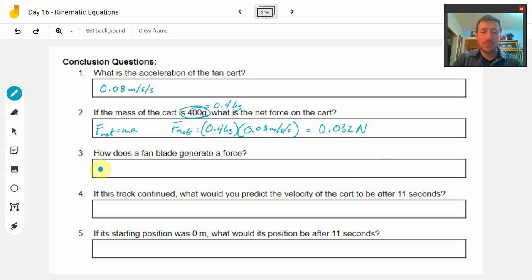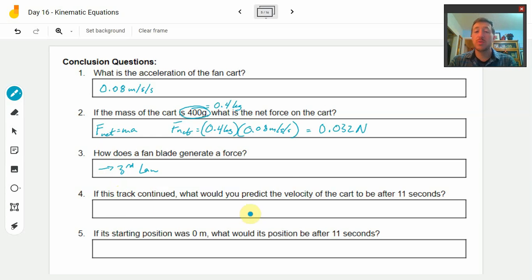How does the fan blade generate a net force? Quick little reminder on Newton's third law. Right, that fan blade pushes back on those air molecules, and those air molecules push forward on the fan blade with an equal and opposite force. So that's how it can actually generate that force to push it forward.